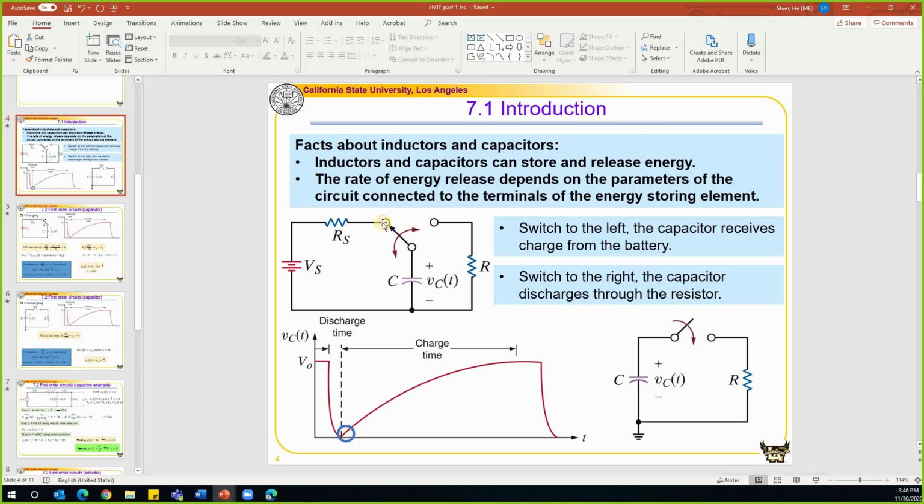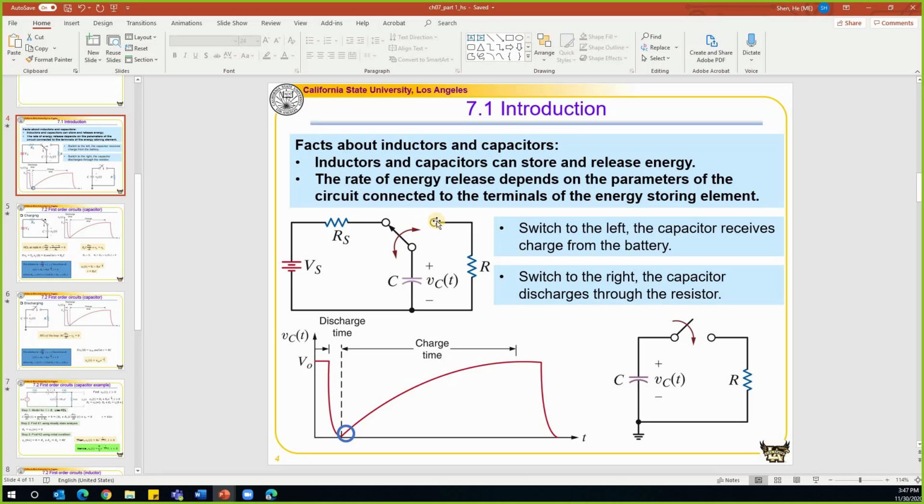Initially, we have the switch connected to the left-hand side. It means this is a charging phase, and Vc will increase. This represents the phase from here to here. After a long time, when it's fully charged, we know the voltage Vc will be equal to Vs, because when it's fully charged, the capacitor is modeled as an open circuit. The voltage Vc between this node and this node will be the same as Vs.